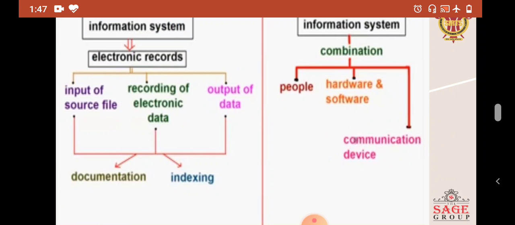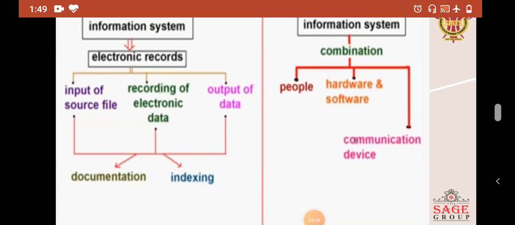Now finally, GIS. The definition of GIS, geographic information system, is a systematic integration of the computer hardware, software and the spatial data for computing, storing, displaying, updating, manipulating and analyzing in order to solve the complex management problem.